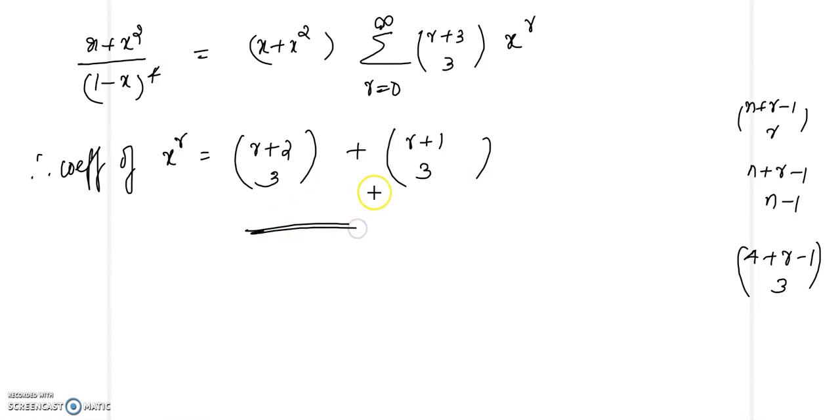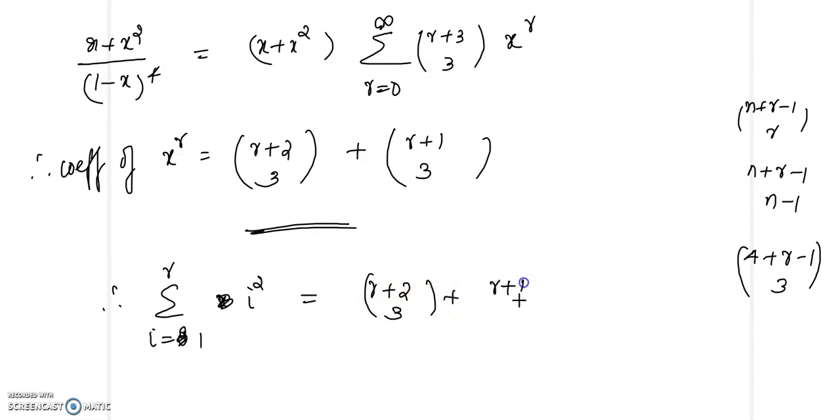So that is the required value. So therefore summation i equal to 1 to r i square is equal to r plus 2 c3 plus r plus 1 c3. So that is the required value.